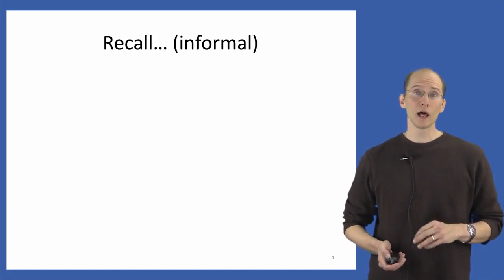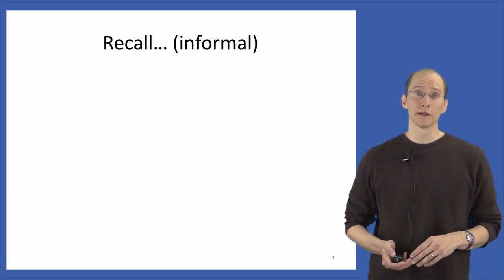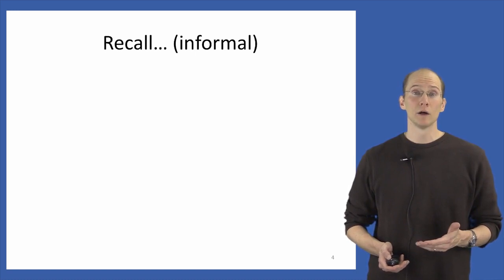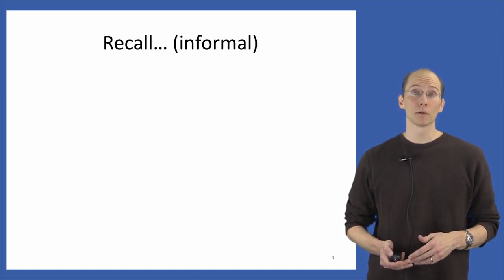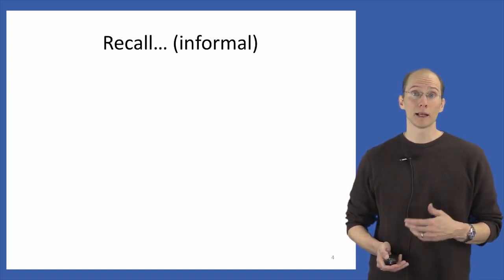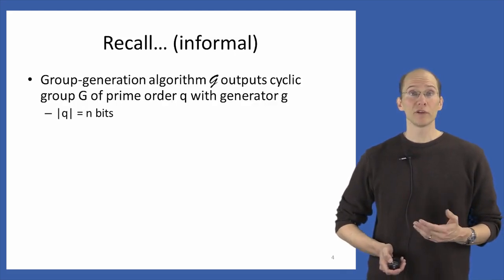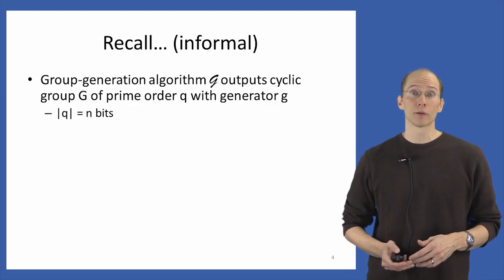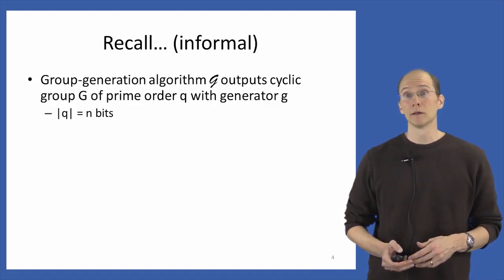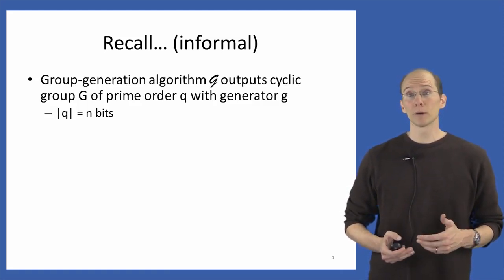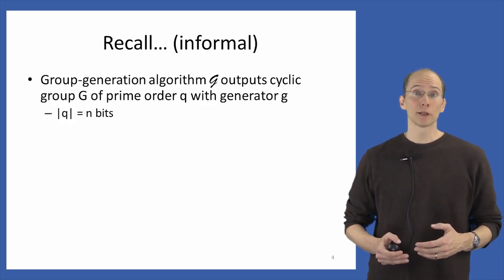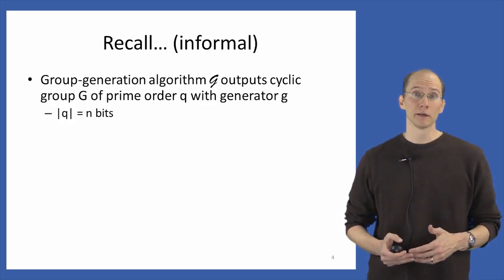Now for the Diffie-Hellman key exchange protocol that we'll see, we're going to need to rely on the decisional Diffie-Hellman problem that we introduced last week. And I just want to briefly recall that for you here. So we have in this setting a group generation algorithm that I'll write with a script G, which on input a security parameter n outputs a description of a cyclic group G having prime order q, along with a generator g of that group.